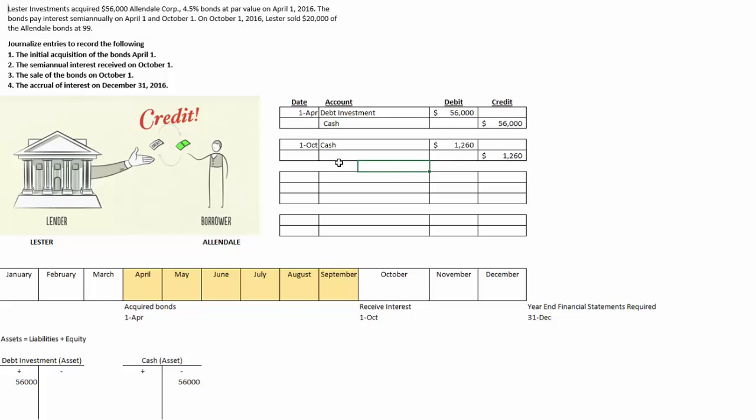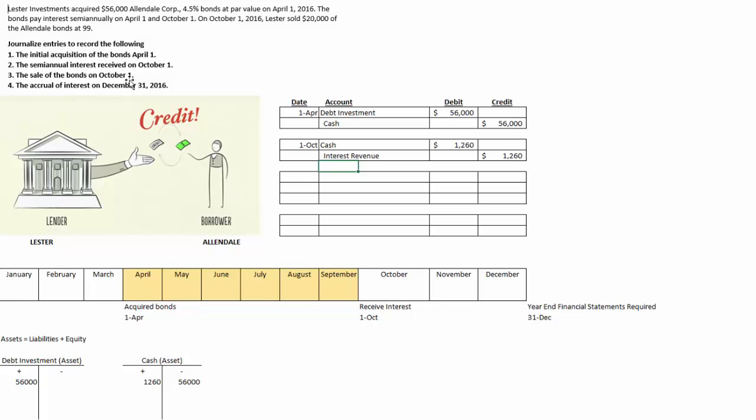So my assets go up, cash goes up by $1,260. I don't have a T account for this next account, but you would credit then interest revenue. And interest revenue is not a balance sheet account. This shows up on the income statement and makes our profit higher. And that's one reason we invest, right, is to earn profit on the investment vehicle. So we record interest revenue of $1,260.